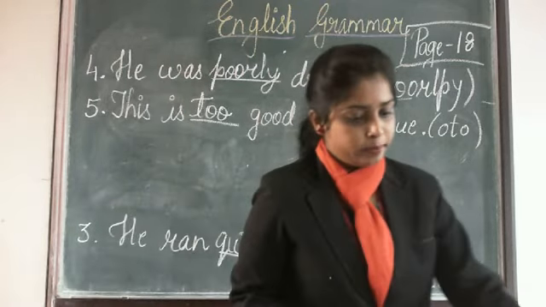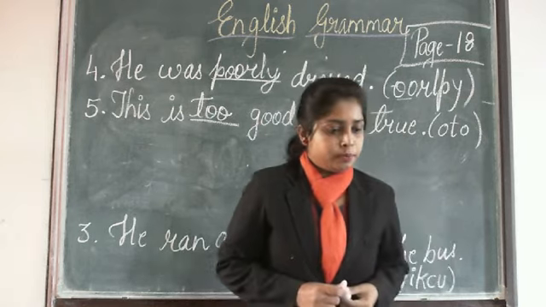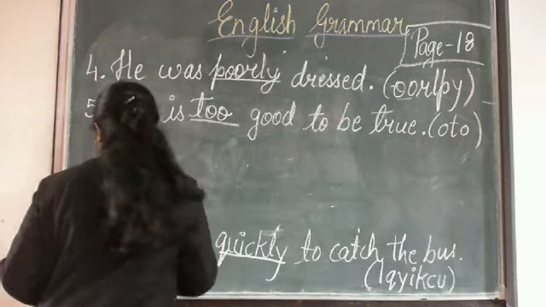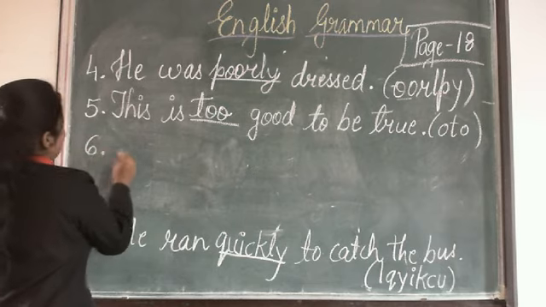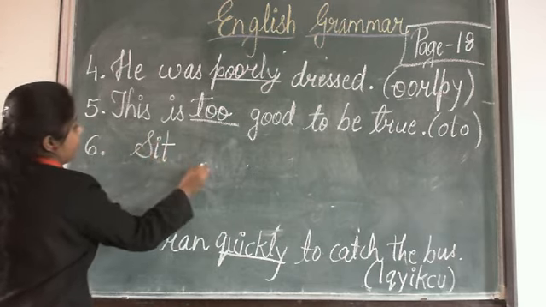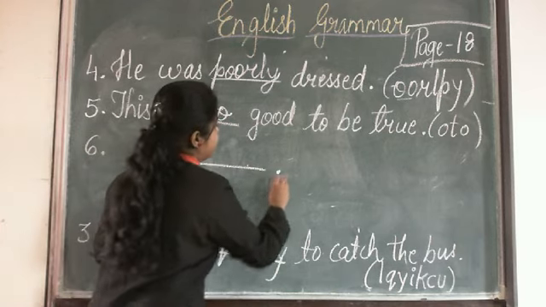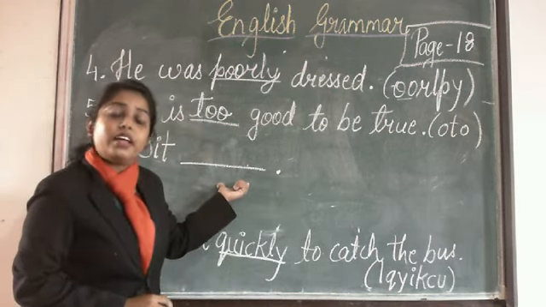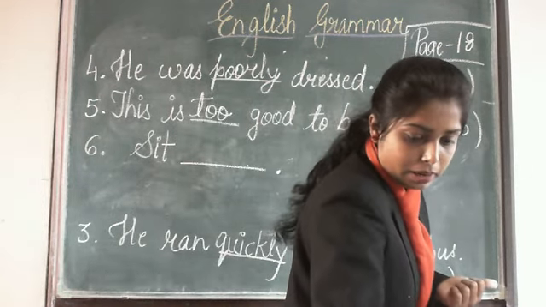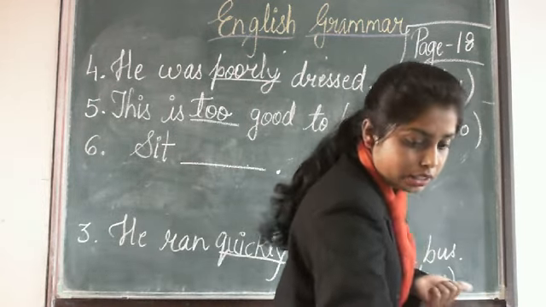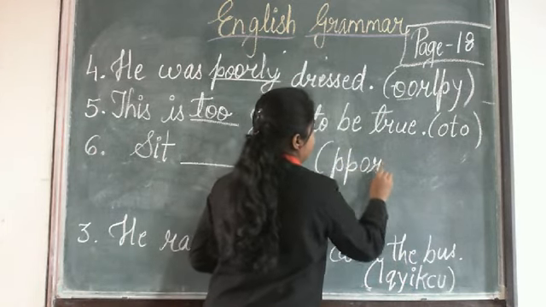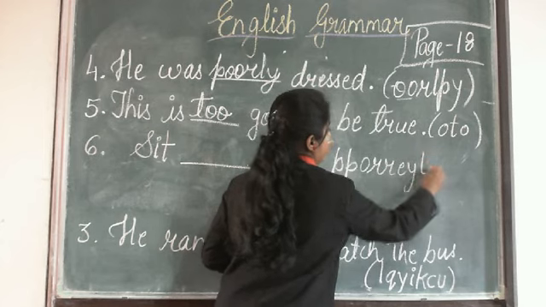Sixth one. Sit dash. Okay, so you have to describe this verb sit. Sit dash. That you have to write. Okay, so double P O double R E Y L.